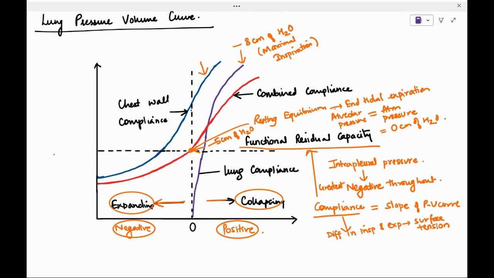For the chest wall, when the lung volume is low, the chest wall compliance is also low, and as the lung volume increases during inspiration, the compliance of the chest wall increases. And what is the compliance of the whole respiratory system? It's a combined compliance of lungs and chest.